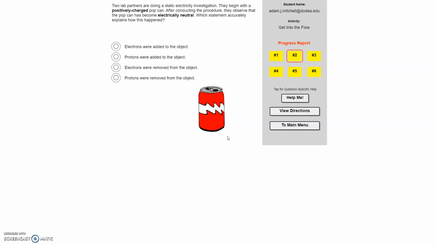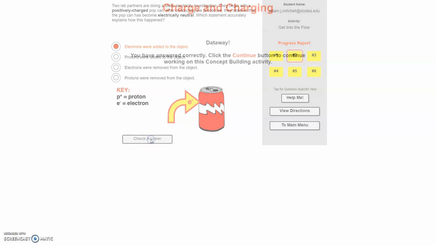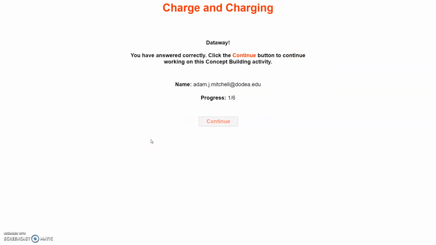So as I think about this, it starts out positively charged, so that means it's missing electrons, and then it becomes neutral, so that means it gained electrons. The only way that that could have happened is if electrons were added to the object. So I choose that, I check the picture, and then I go ahead and check the answer. And sure enough, I got it right. So follow that same process for all of these on charge and charging.